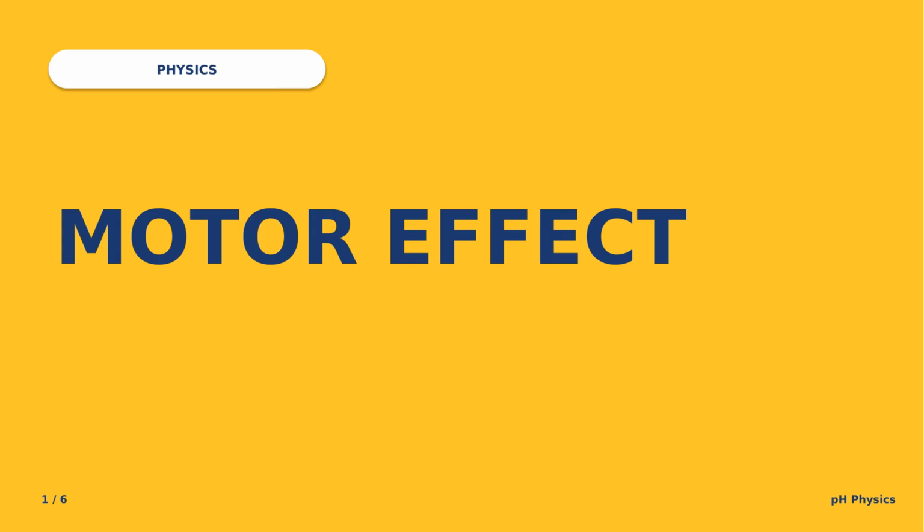Today's explainer is the motor effect. A current carrying wire in a magnetic field experiences a force. By the end of this video, you'll know F equals BIL and Fleming's left-hand rule.